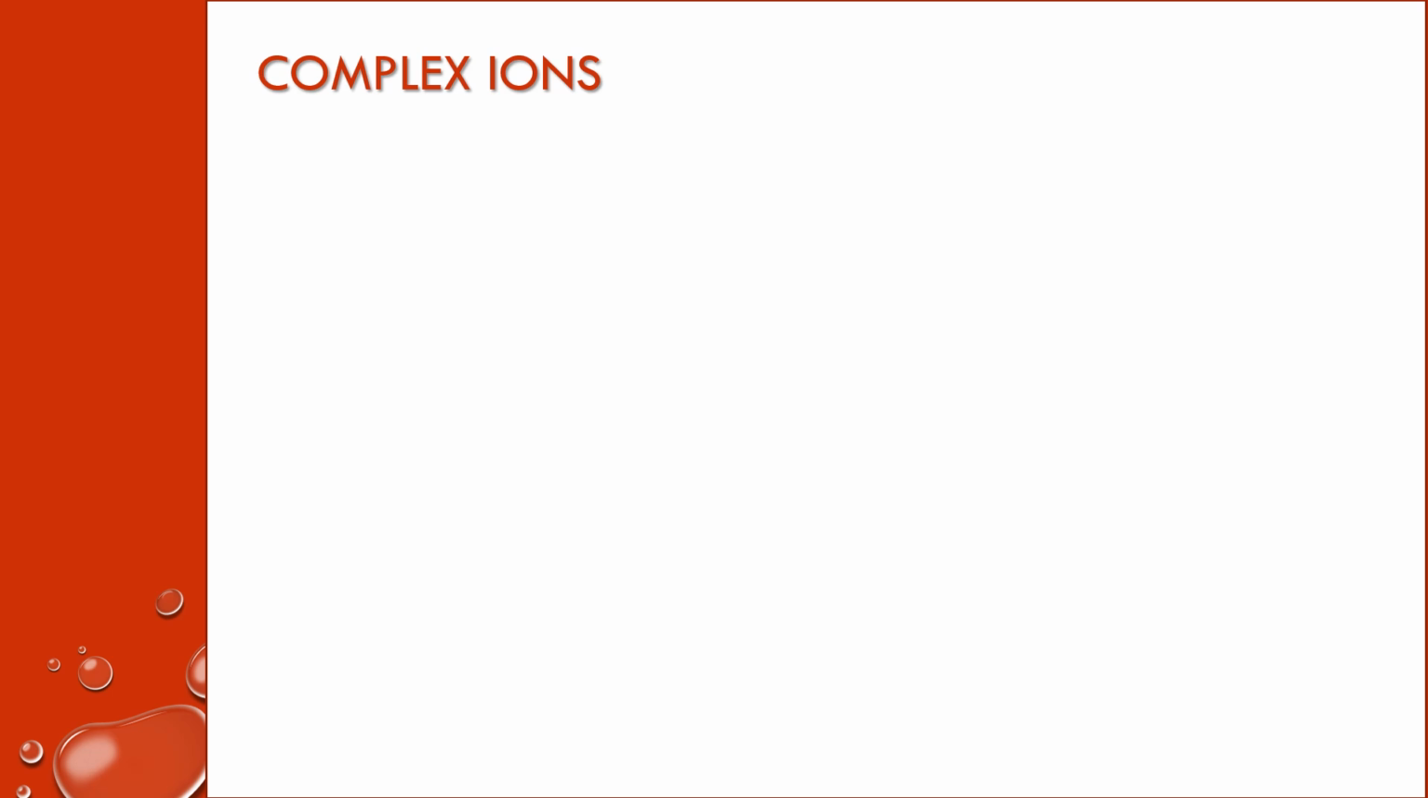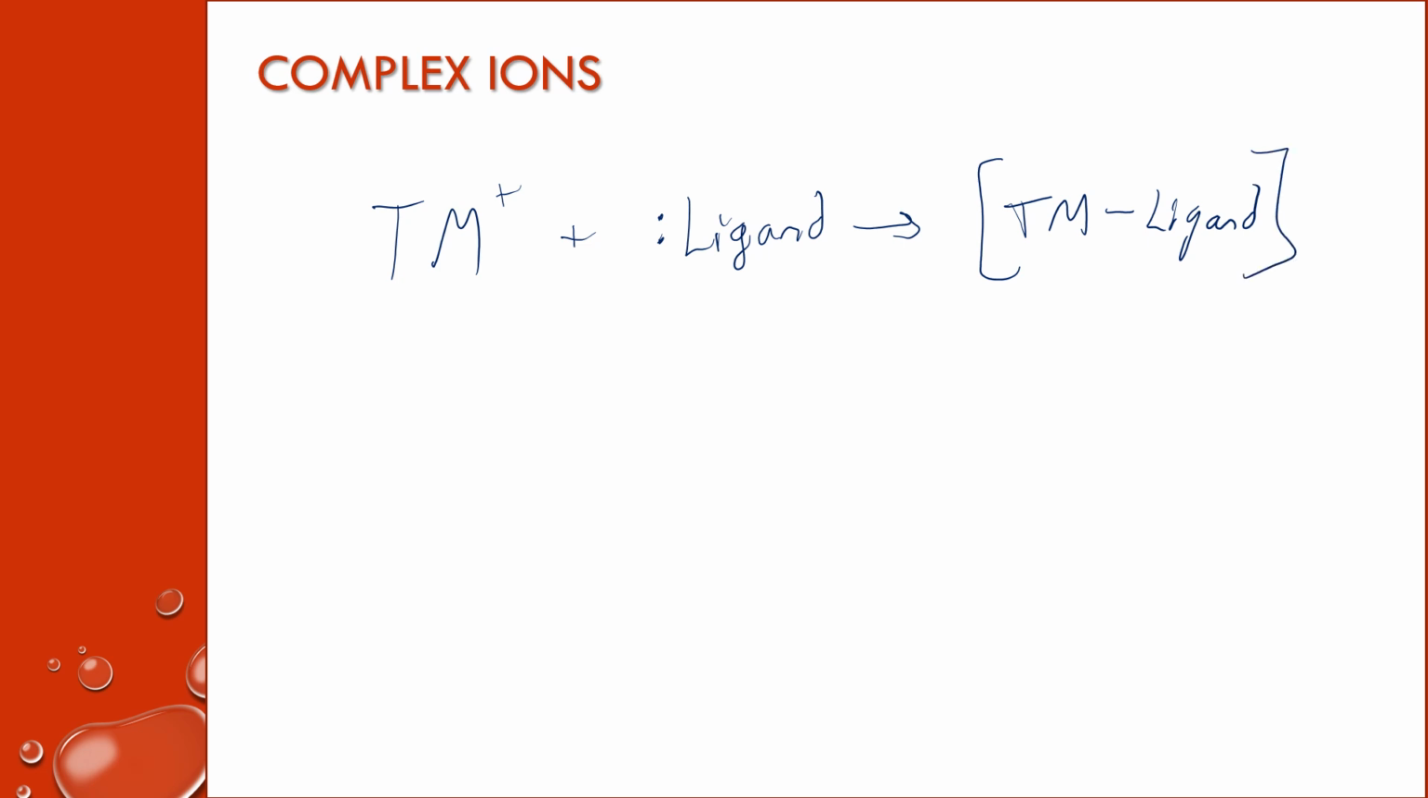So complex ions form between a transition metal ion. I'm going to use TM for transition metal, and I'm going to use just a positive sign, but know that it could be other charges. It could be +2, +3, +4, whatever the charge is. And so our transition metal ion is going to interact with a ligand, and typically the ligand will have an additional lone pair of electrons, and it will form a complex between them. And that transition metal will form a coordinate covalent bond to the ligand, and that charge will still be on the overall complex.